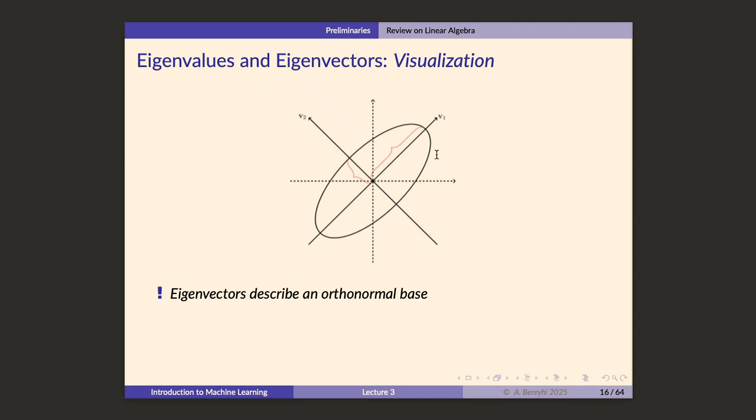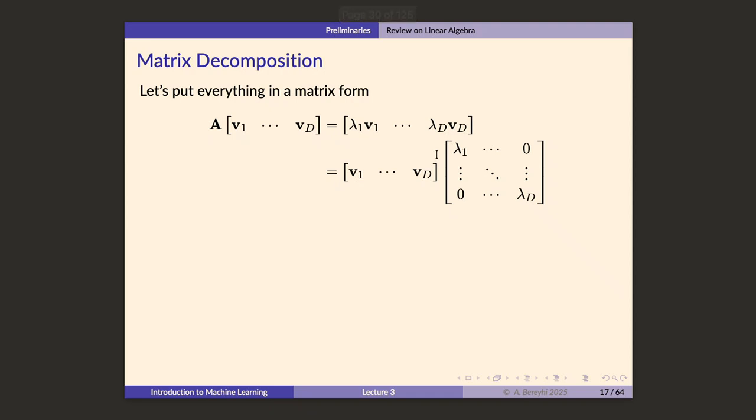Once you have the eigenvalue and eigenvector, you can basically know what the matrix does. So I hope this was clear. I don't want to spend more time on that, but I hope it was clear what eigenvalue and eigenvector mean.